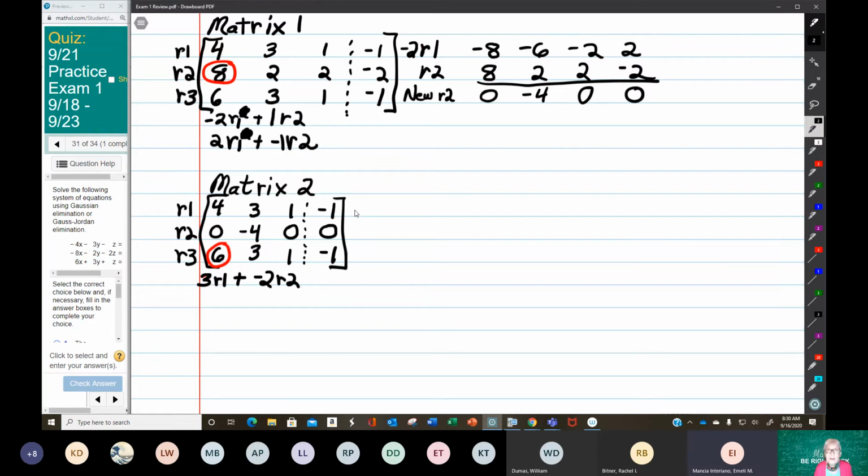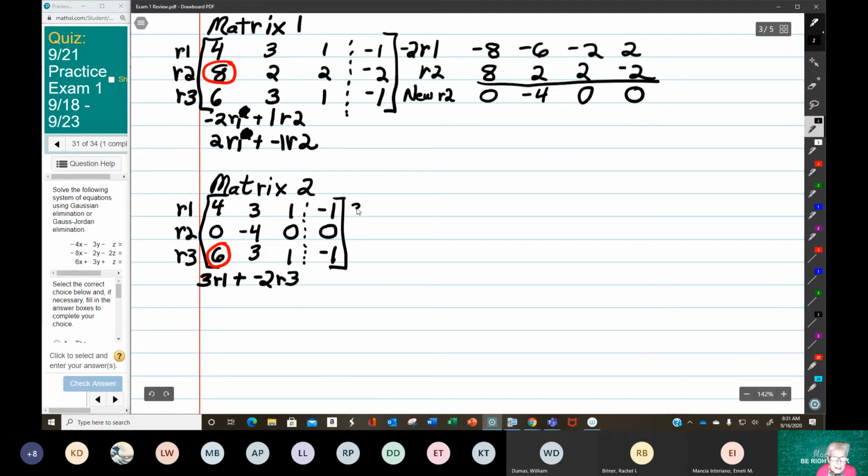So go ahead. Isn't it supposed to be row 3 instead of 2? Yes, thank you. Very good. Because we're definitely using row 3 and not row 2.